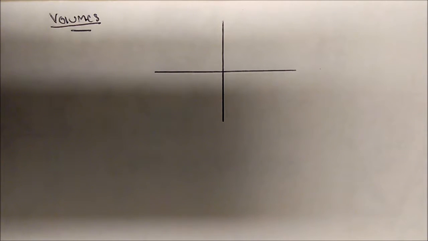So in this video, we're going to talk about volumes. This is going to be a series of videos, so just stay tuned. We're going to talk about volumes, slicing, which is what we're going to touch on right now. Slicing is the idea that we're going to find the volume of some sort of object given the fact that we're going to slice it into circles.